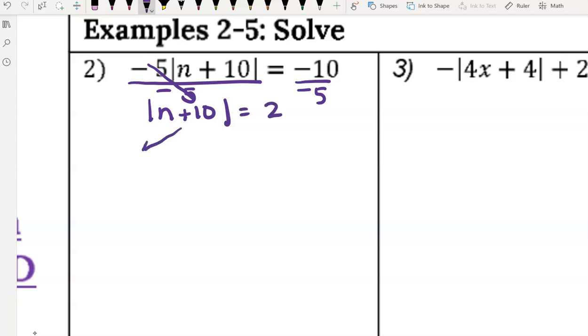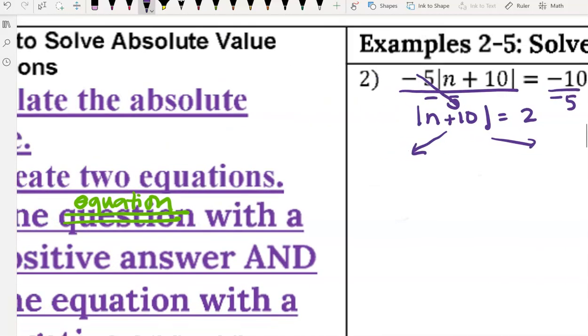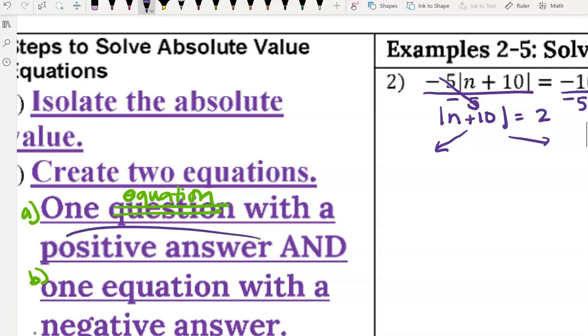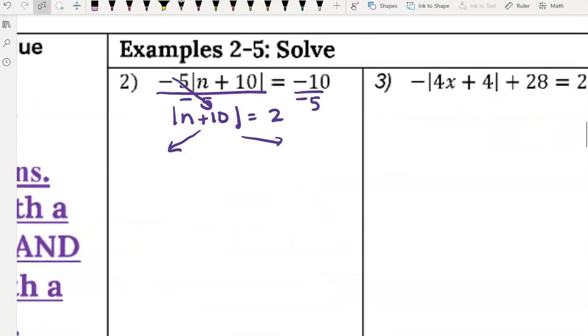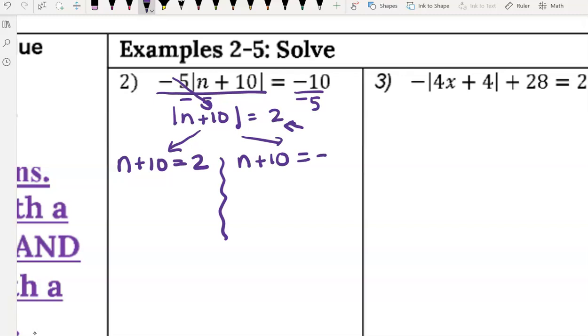Remember, we have to write two equations. One is, if we read over here, an equation with a positive answer. So a positive answer is a 2. This is your answer here, so that's a 2. So it's kind of like this. So everything looks exactly the same except the absolute value. Then your second equation, inside it will look exactly the same, but outside is now a negative answer.